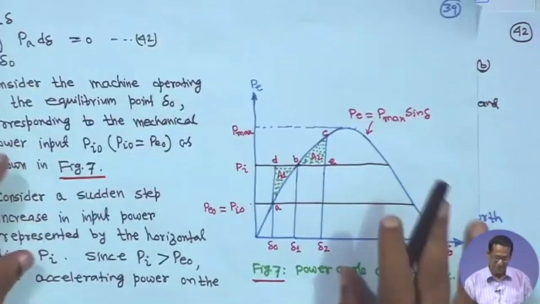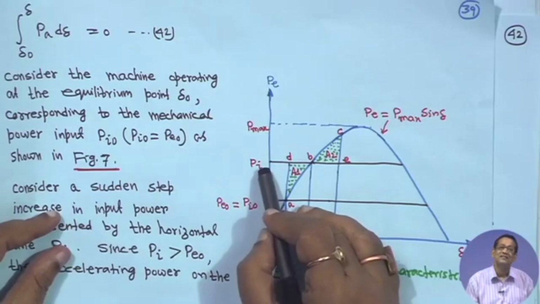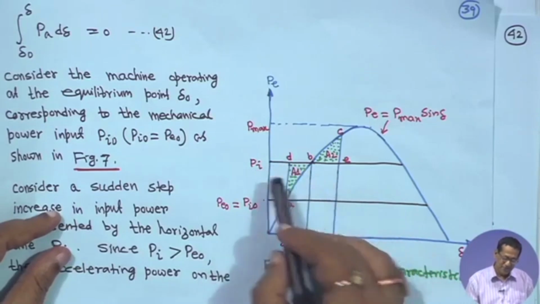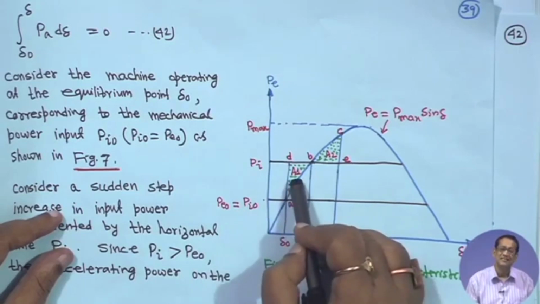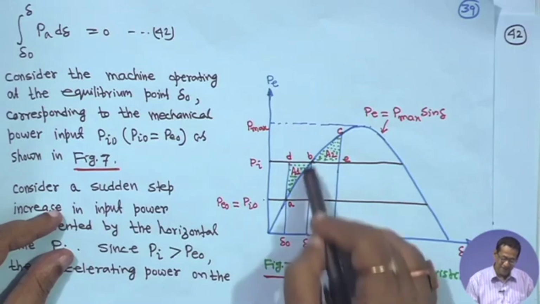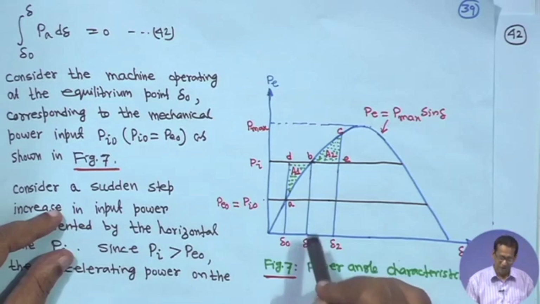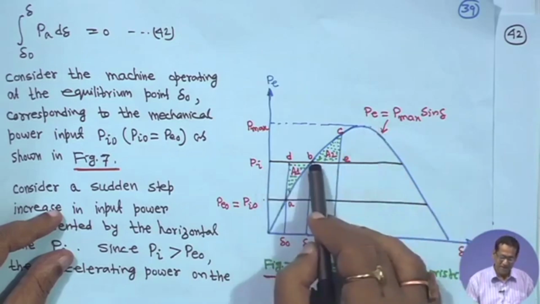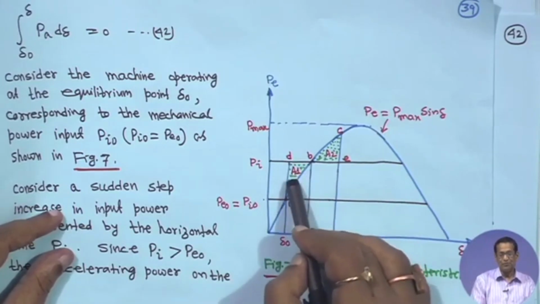Now, what is the basic philosophy? Suddenly power has increased to P I. In that case, P I will be greater than P 0. So the rotor will start accelerating, and it will come to a point when delta is equal to delta 1. At that time P is equal to P I, that means accelerating power is 0, and at this time the rotor is storing energy.